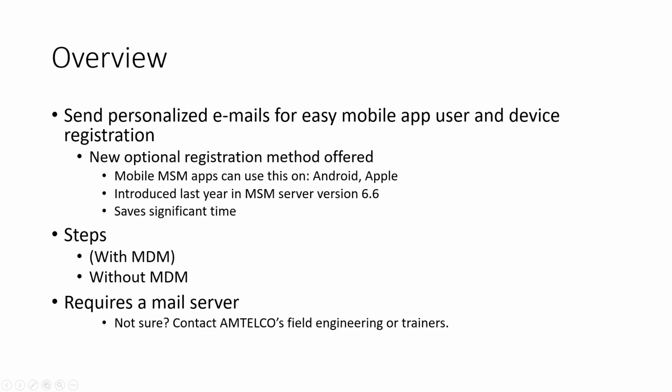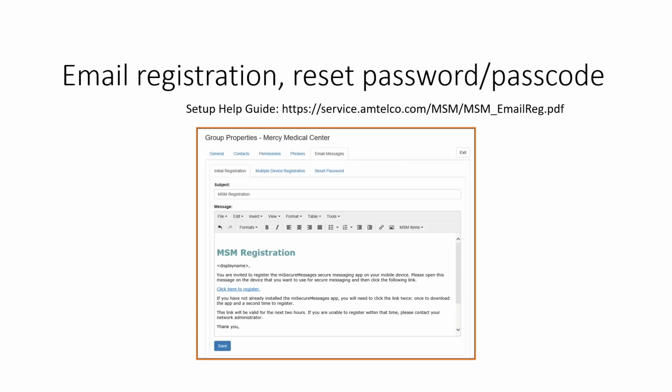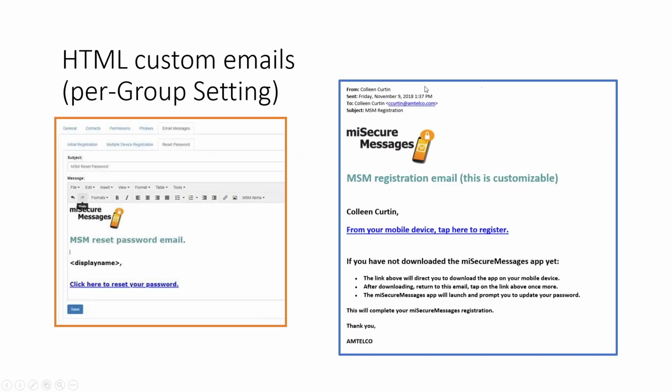Let me skip forward to sample email so you can see what that might look like. And here's the link to the setup guide as well. You can insert logos, images. You can edit this information, and in fact, on the next screen I show a different version of the registration email. And you can see that we did put a picture, our My Secure Messages logo, which, stay tuned, is going to be updated later this summer.